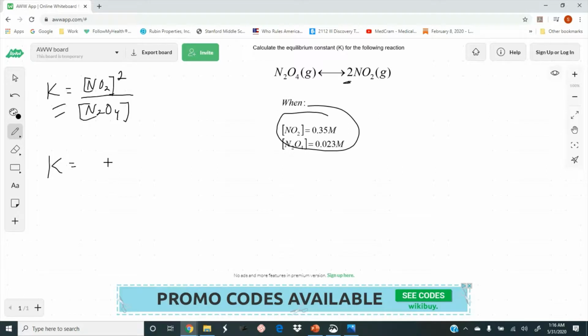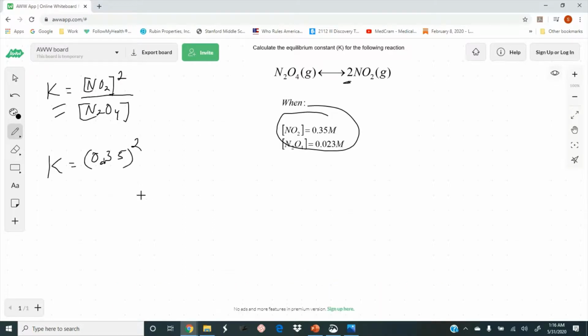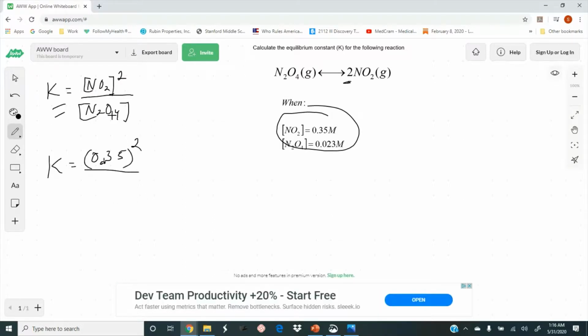So K is going to equal the NO2 concentration, 0.35. So I'm going to plug in 0.35. And notice that we need here to take the concentration of NO2 and square it, and then divide by the concentration of N2O4, which is 0.023. Plug it in. You'll notice that I'm not using units here.